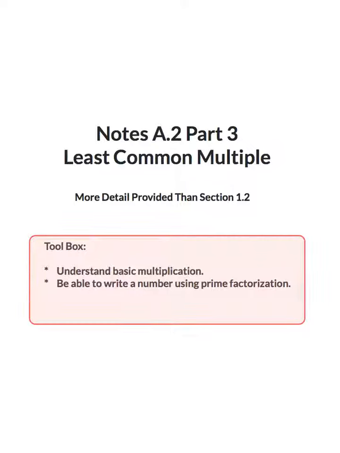The next concept that we're going to discuss is very similar to greatest common factor. It is the least common multiple. This presentation is going to have more detail provided than section 1.2. In order to be able to find the least common multiple, you need to understand basic multiplication. You also need to be able to write a number using prime factorization.